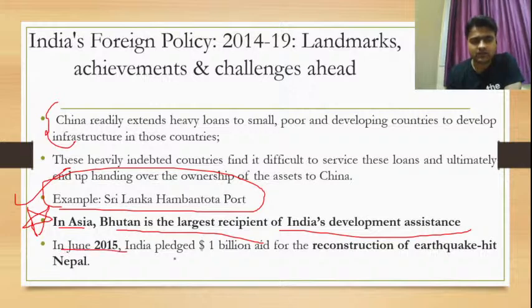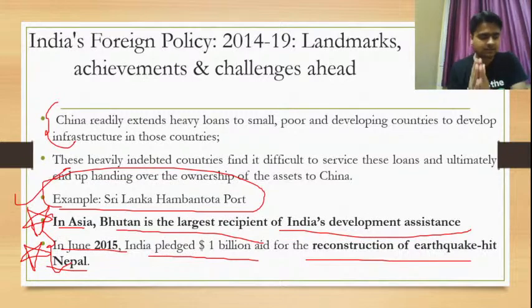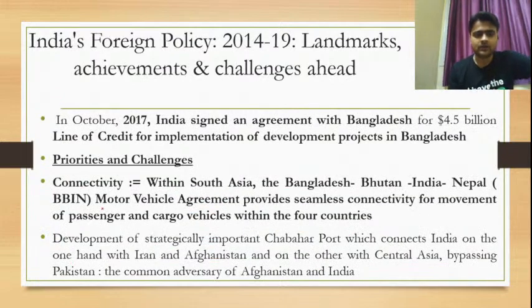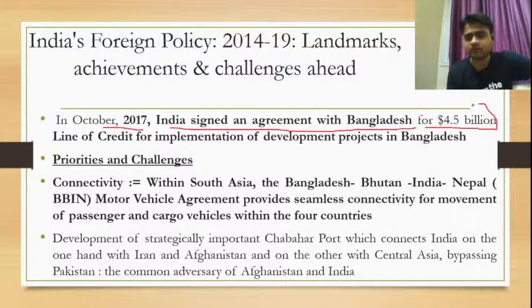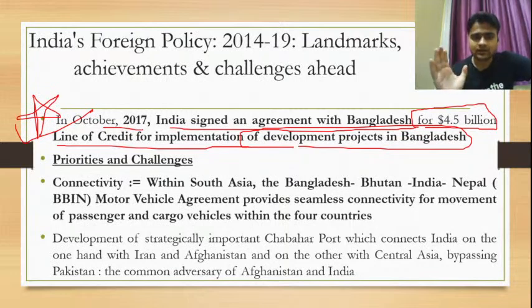And in June 2015, India pledged $1 billion aid for the reconstruction of earthquake-hit Nepal. Again, a very, very important point. And these are examples of non-prescriptive development assistance. I repeat once again, please keep this in mind. Then in October 2017, India signed an agreement with Bangladesh for a $4.5 billion line of credit for implementation of development projects in Bangladesh. Again, an example of non-prescriptive development assistance: earthquake aid to Nepal, aid to Bhutan, then the line of credit agreement with Bangladesh. These are some of the examples of non-prescriptive developmental aid.